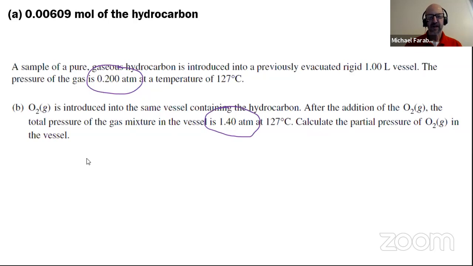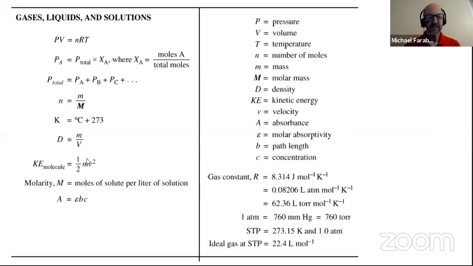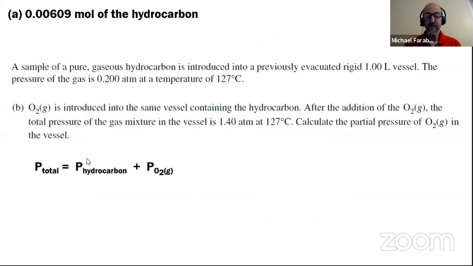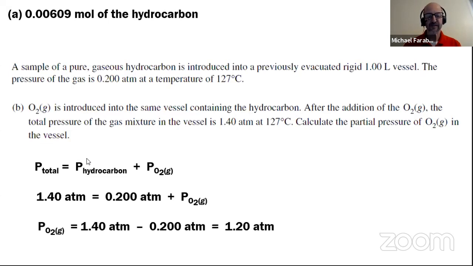Calculate the partial pressure. Now, this is a very easy question in terms of math, in terms of concept, but I'll go ahead and point you back to the AP equation sheet, and you can see that the total pressure of a gas mixture is simply the sum of the partial pressures of individual gases in that mixture. So we have 2 gases in this mixture, the hydrocarbon and the oxygen, and the total pressure is 1.4. The pressure of just the hydrocarbon alone is 0.2, so the difference is 1.2 atmospheres. So we have now answered part B.